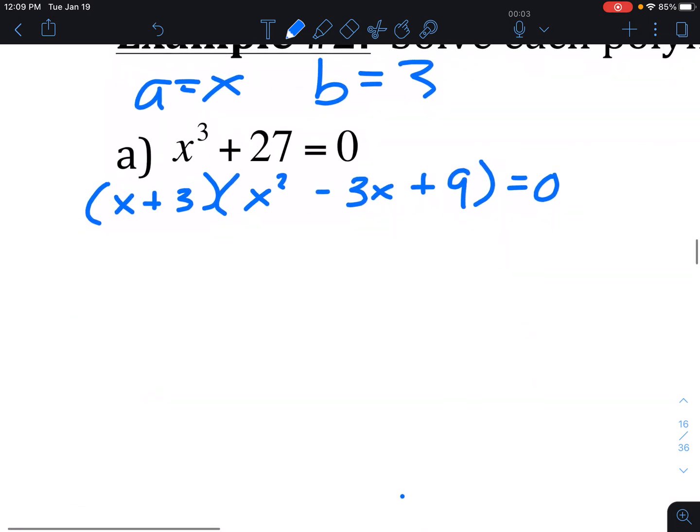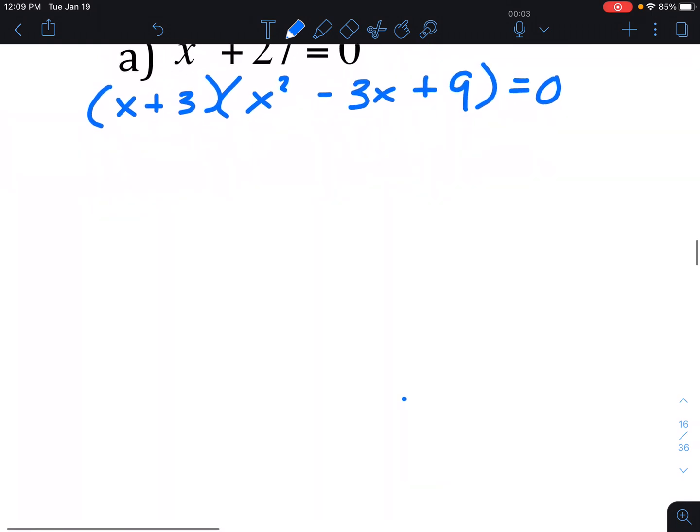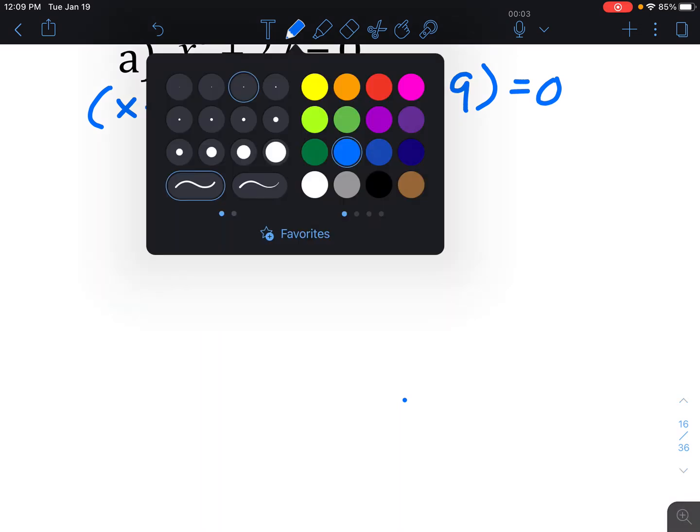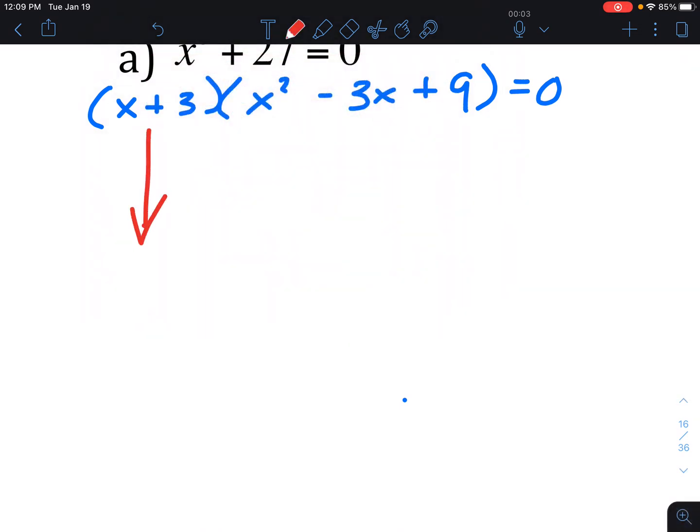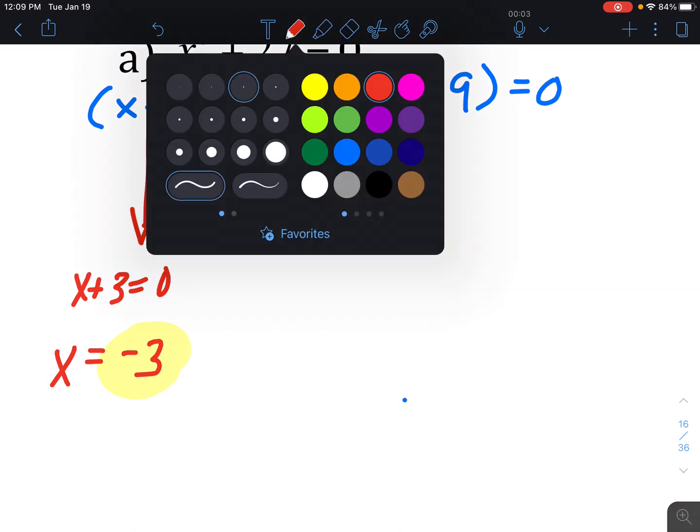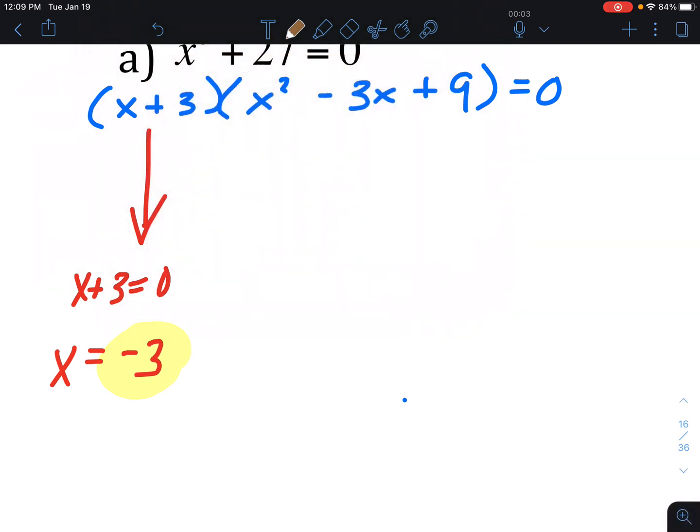So now we got to go further. We have to solve this. Now this guy, the first one, the x plus 3, we can easily say that x is negative 3. That's a no-brainer. But what about this trinomial? This trinomial cannot be factored. What we need to do is use the Pythagorean theorem to find out what the other x's are.